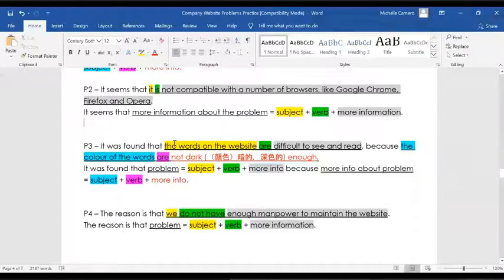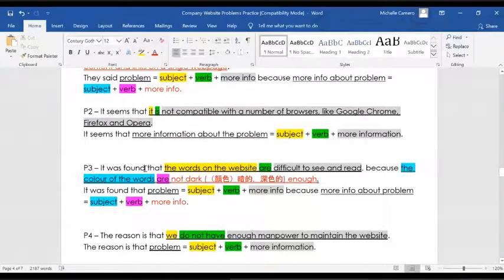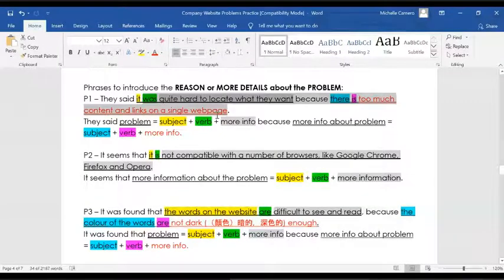that. It was found that words on the website are difficult to see and read because the color of words are not dark enough. Okay, so you will notice that this sentence pattern is kind of similar to this one here because they use the word because. So you're going to need subject, verb, more information 2 times. You have subject, verb, more information. Then after the word because, you have subject, verb, more information.